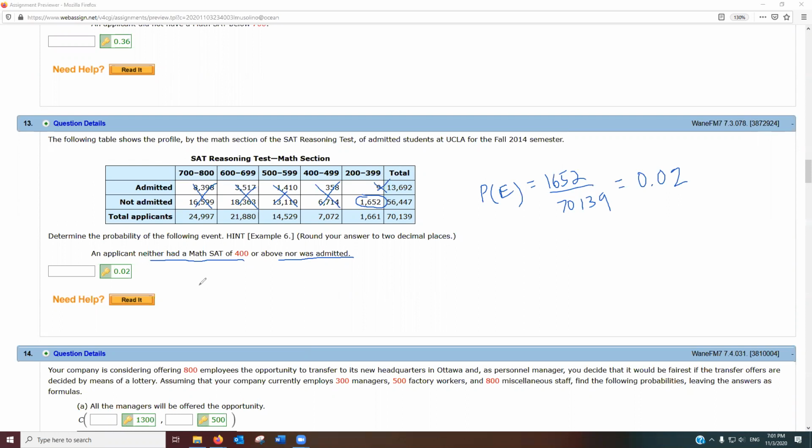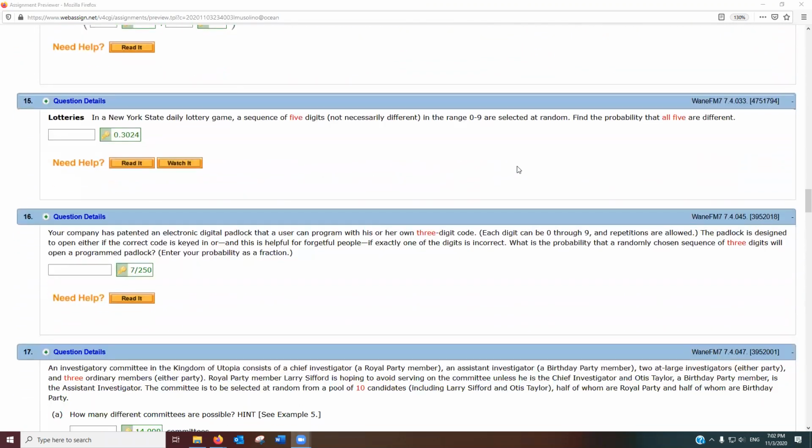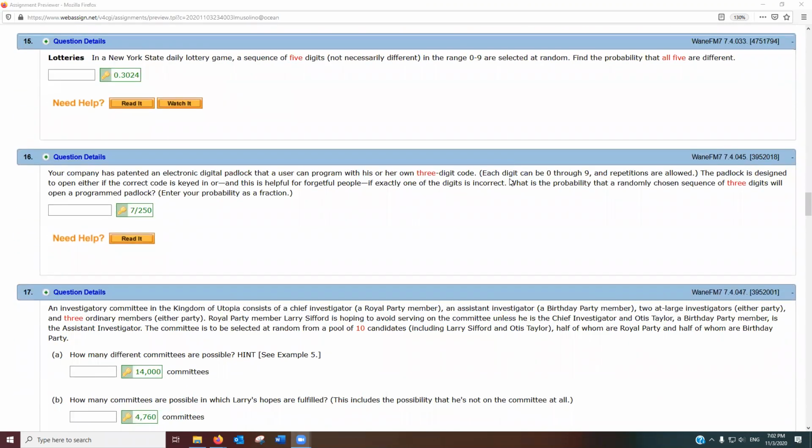All right, so I had to read this very carefully to understand the two conditions that were being given, and using that, I can determine which values, which numbers from this table are applicable to the event E that I'm interested in. All right, let's look at a few more. How about if we do, let's do number 16 here.